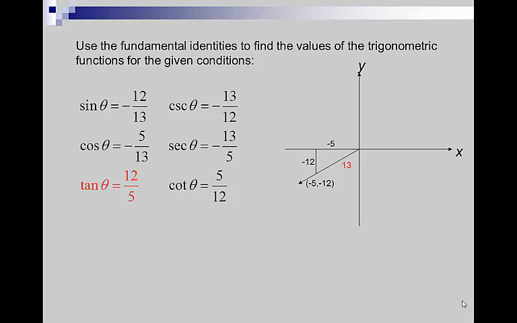Your sine is y over hypotenuse, your cosine is x over hypotenuse, and your tangent is y over x. And then you have your reciprocals. We're in quadrant 3, so tangent is positive, and sine and cosine are both negative. Let's do another one.